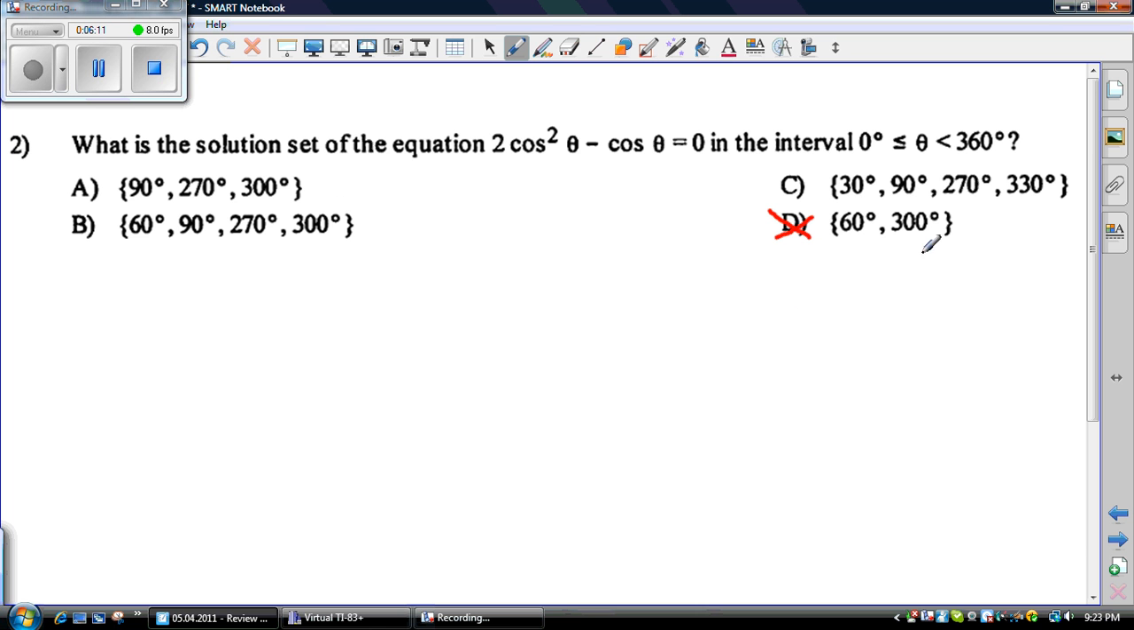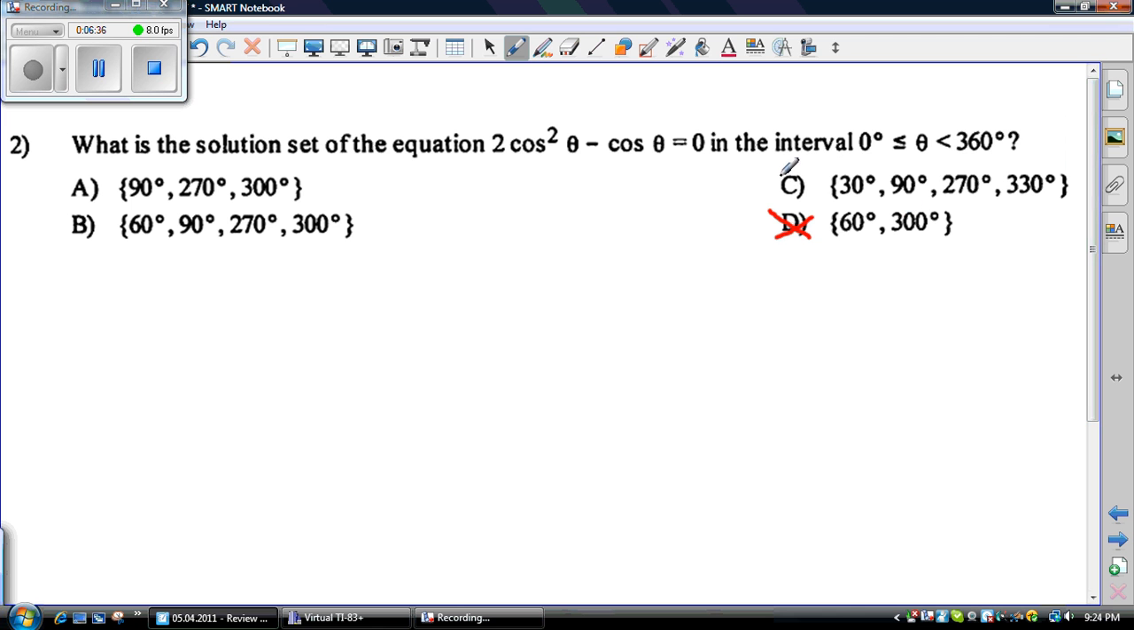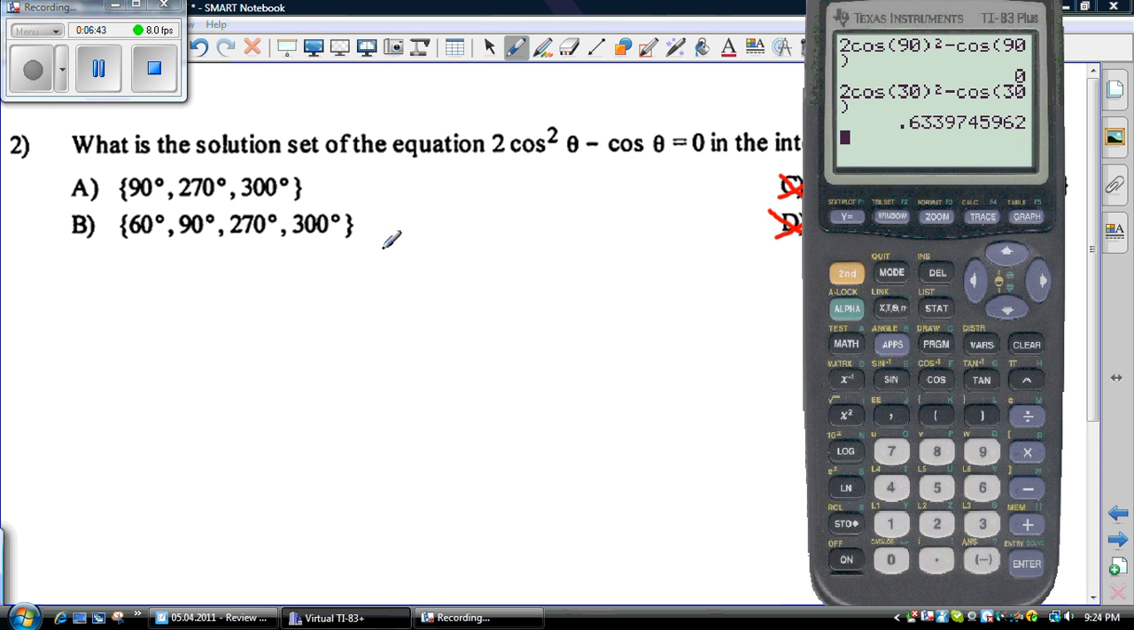So 90 works. Let's see what else. Maybe does 30 work? I'm going to cut and paste my answer. And I'm going to try 30. Nope, 30 doesn't work. So that means this one's out. Now let's try and see if 60 works. Otherwise, it's got to be choice A.